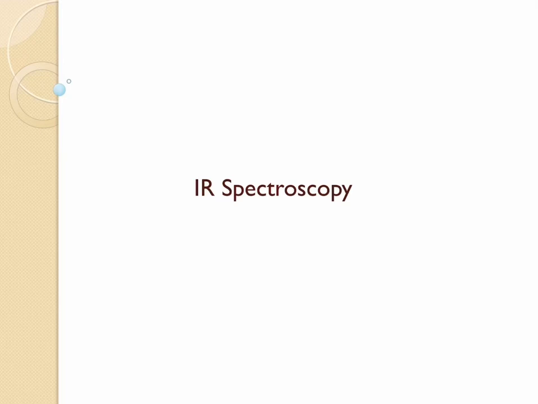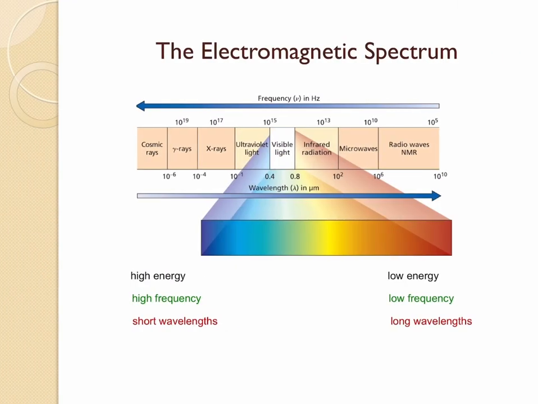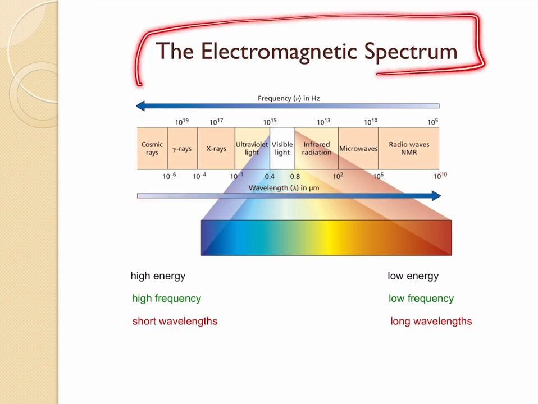IR spectroscopy. Spectroscopy is the study of interaction of matter with electromagnetic radiation. There are different types of electromagnetic radiation, each associated with a particular energy range. Here are the different types of electromagnetic radiation, and all of these together is called the electromagnetic spectrum.